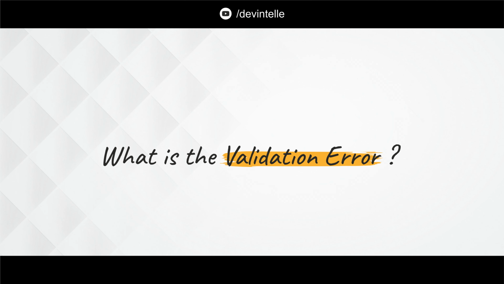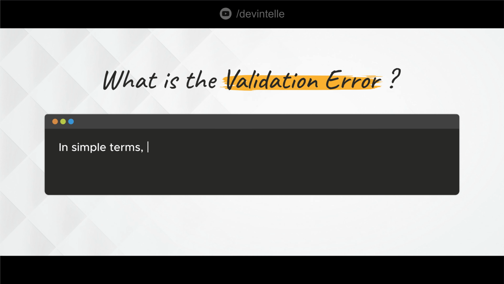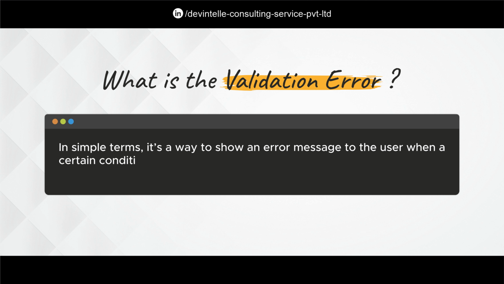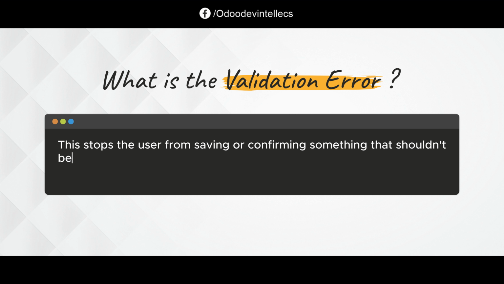So first of all, I will tell you what is the validation error in Odoo. In simple terms, it's a way to show an error message to the user when a certain condition in your Python code is not met. So this stops the user from saving or confirming something that shouldn't be allowed.